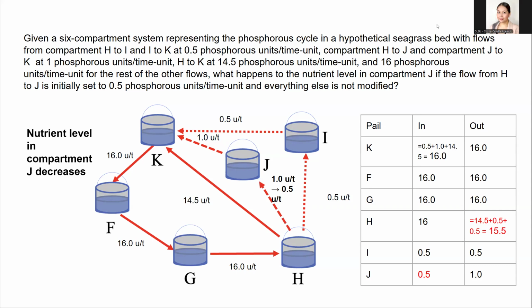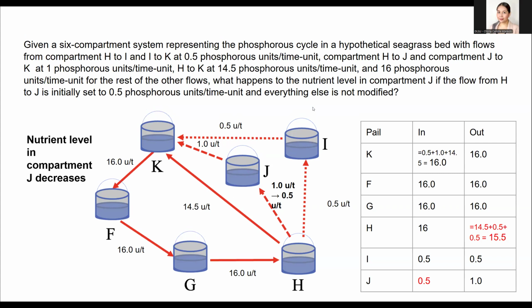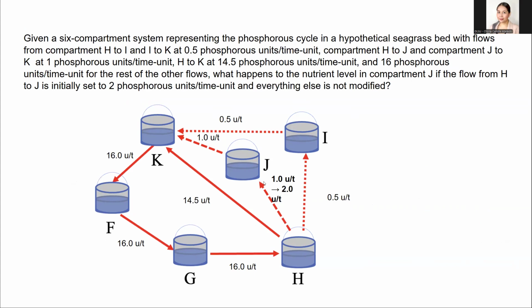Okay, let's have another situation. This time, the flow from compartment H to J shifted from 1 to 2. All of a sudden, H is giving out double to J. What happens to the nutrient level in compartment J if the flow from H to J is set from 1 to 2? Will it increase over time? Will it increase a little? Will it spill over? Will it not be affected? So what will happen to the nutrient level in compartment J over time? Okay, so I'll give you a few moments to think.